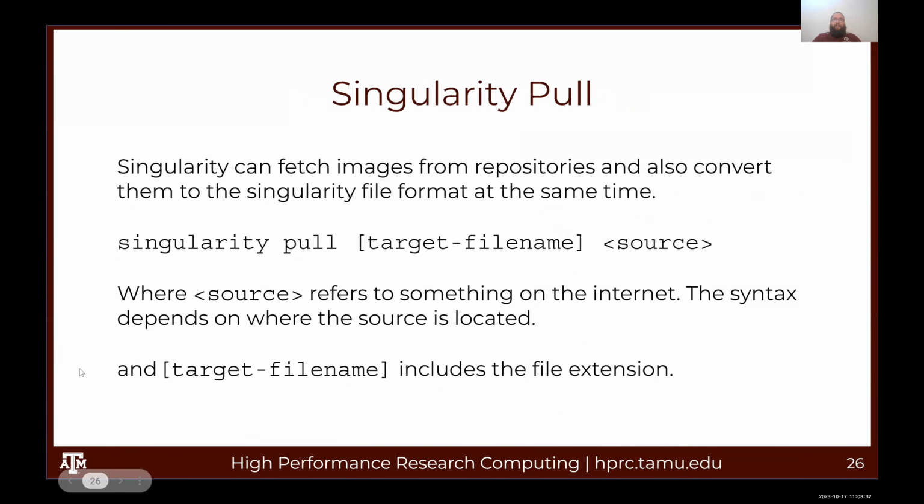So how do we fetch images? If we wish to fetch an image and save it, rather than just using it one time, then we can use the Singularity pull command, which fetches images from repositories, converts them to the Singularity file format, and also saves them on disk. The target file name is optional. If you do not provide a target file name, then you will get one by default. The source is required, and it refers to something on the internet, so that will be the one including the URL that we need to talk about.